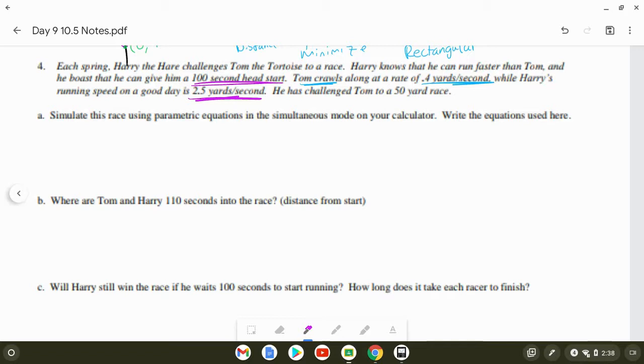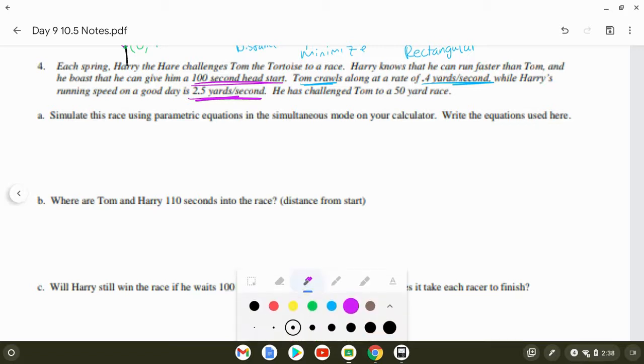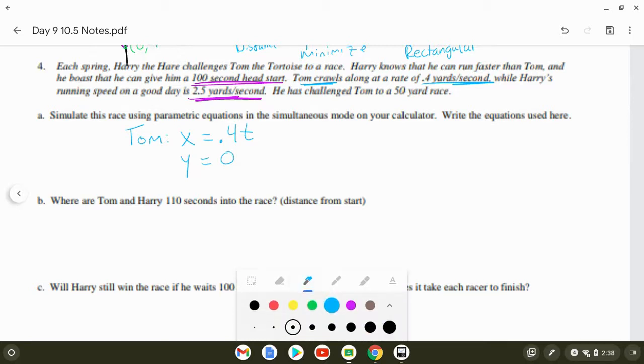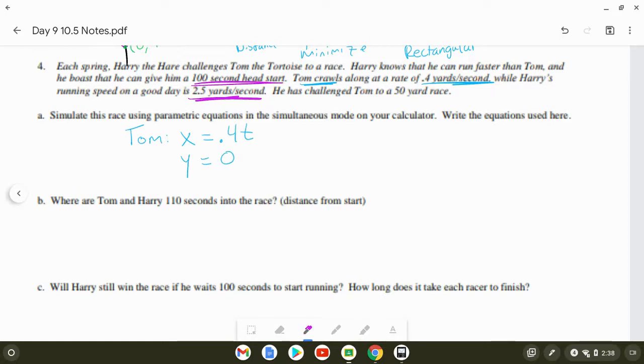So if we look for our equations, let's go ahead and do Tom first. Tom's the easy one. So Tom's x horizontal speed is going to be 0.4. So that's the horizontal distance. Now this is a two-dimensional race, right? Because they're just running on a straight line, kind of like they're running on the x-axis. So his vertical distance is not going to change. So for Tom, those are his parametric equations.